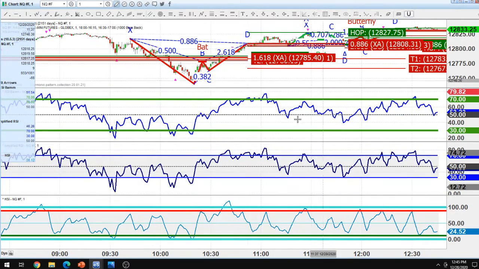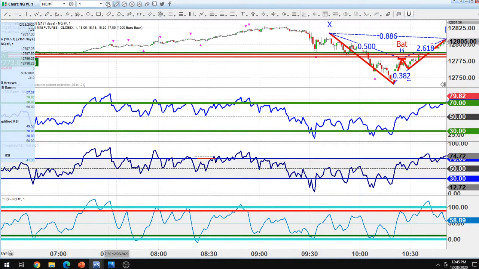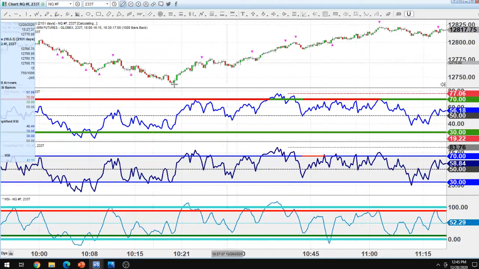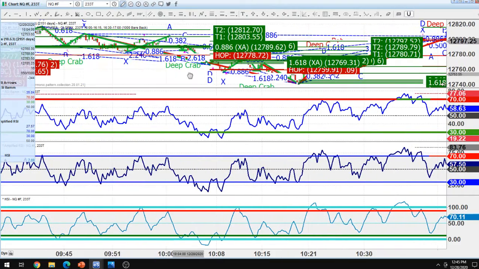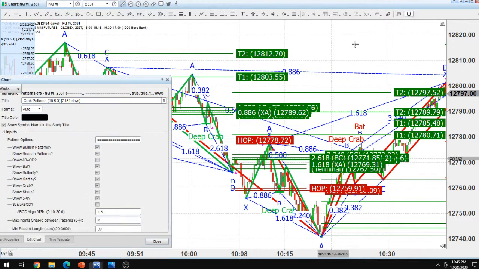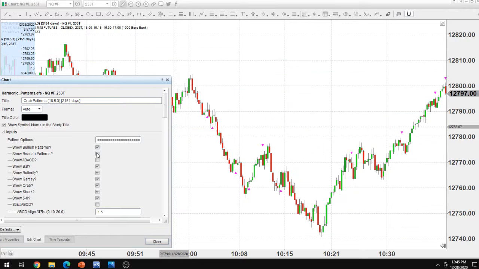Yeah, there you go. Here's the crab pattern from this morning on the 233 tick. Again, down there at 60. Too many structures here. Clean it up. There you go.